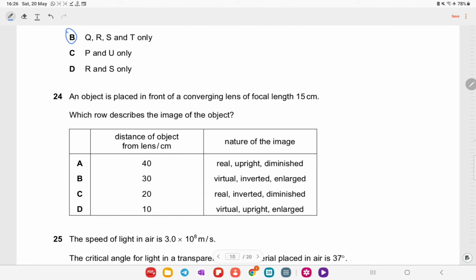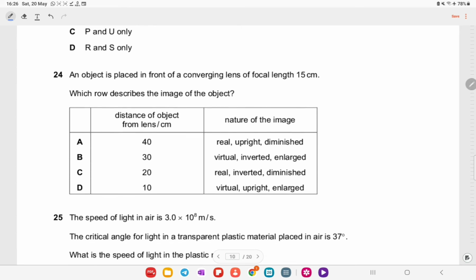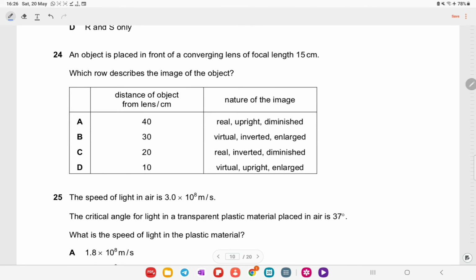Okay, an object is placed in front of a converging lens of focal length 15 centimeter. Which row describes the image of the object? So the focal length of the lens is 15 centimeter. If you place it in between the focal length and the optical center, then the distance is going to be this one, because it's less than 15, and the nature of the image is going to be virtual, upright, and enlarged, because the image is going to be created somewhere here. So this is going to be the answer.